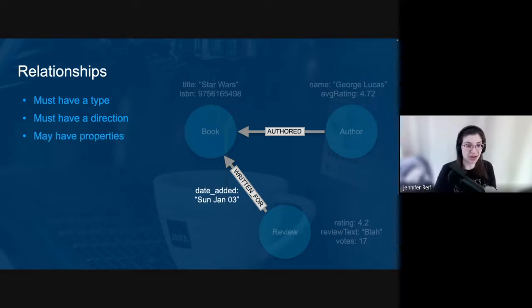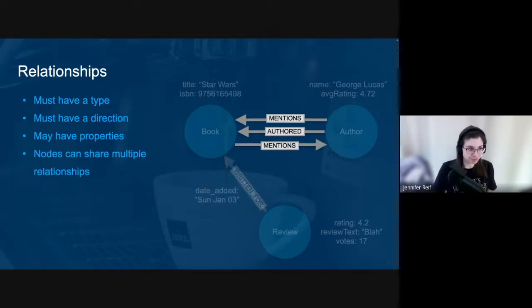You can also have properties on relationships too. So for instance, a review was added for a book at a particular date or time, or maybe you'd want to put other properties or detail on the relationship itself. You can absolutely do that.